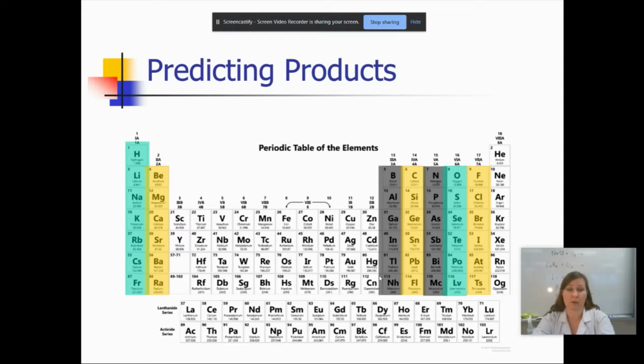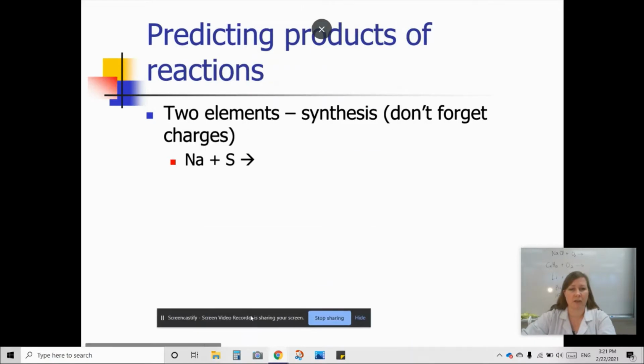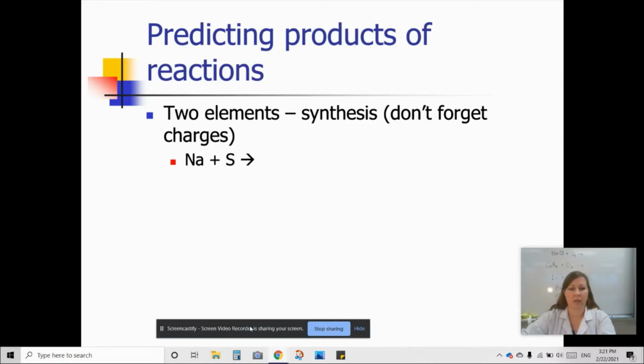And you were expected to know that in the last unit as well, but some of you, I think, are still struggling with this concept, so I thought we'd have a review. So here we go. We're going to predict products of a reaction. The first thing you have to think about is what type of reaction it is.